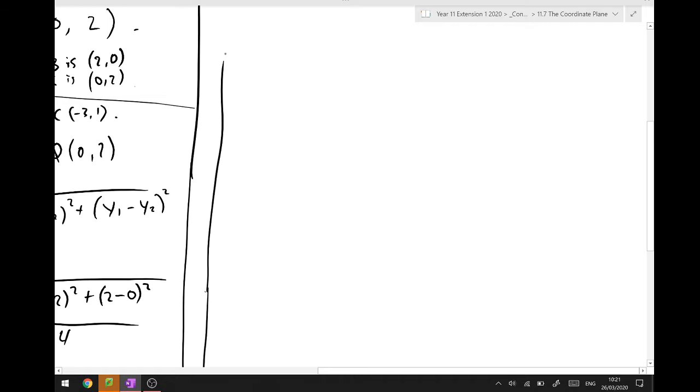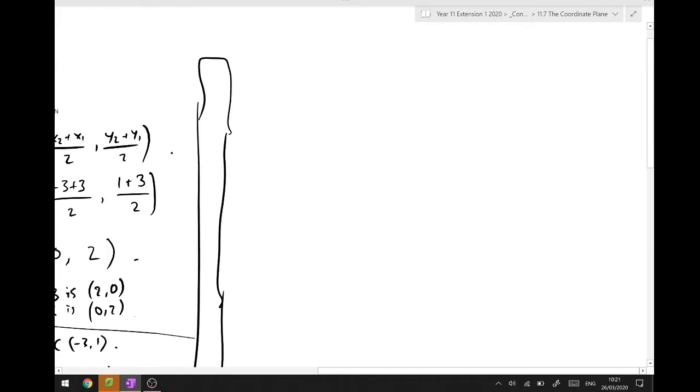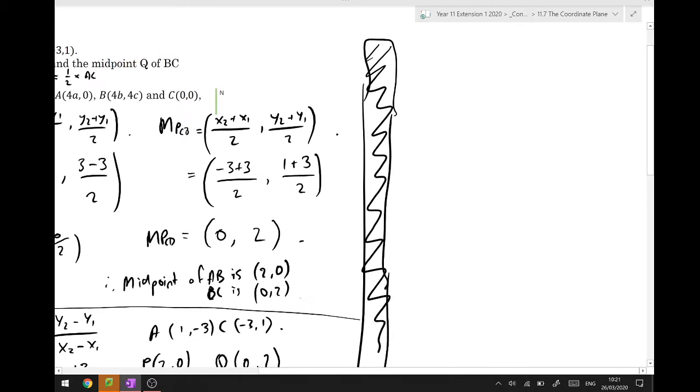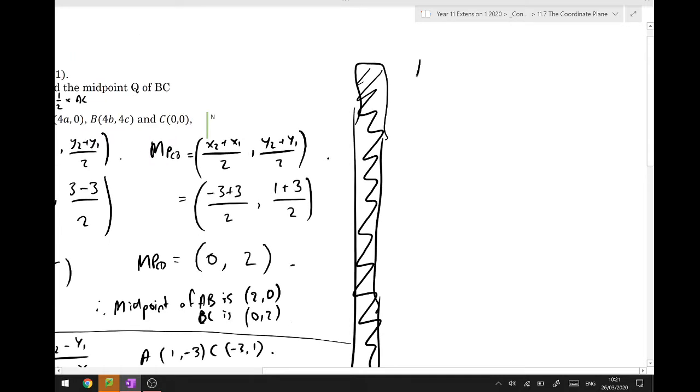And I'll make the space very obvious in this one. Okay. So, I'm going to write the points over here, so I don't have to come back. 4A, 0, 4B, 4C, and C is 0, 0.